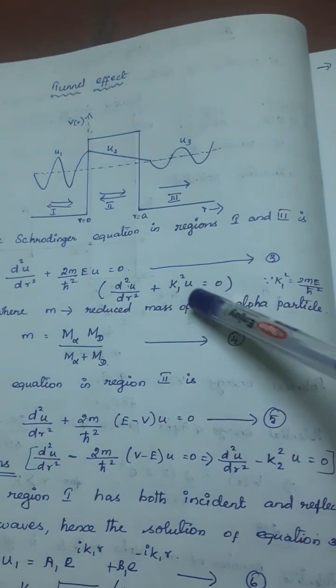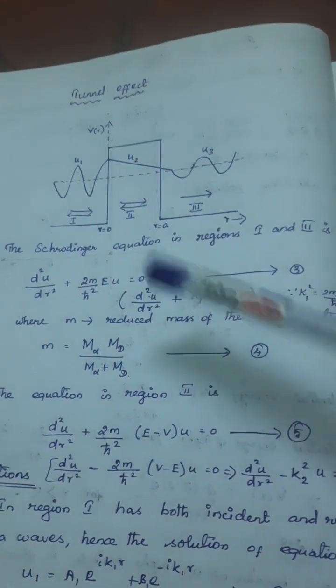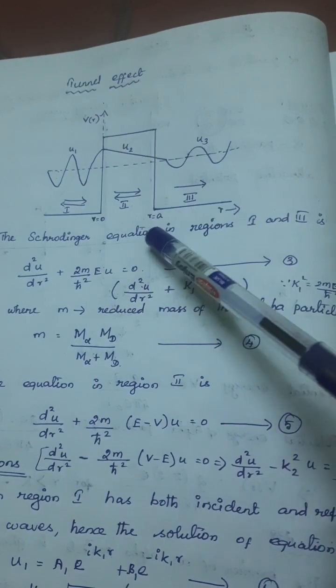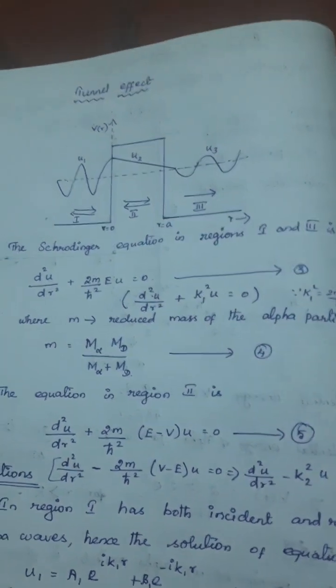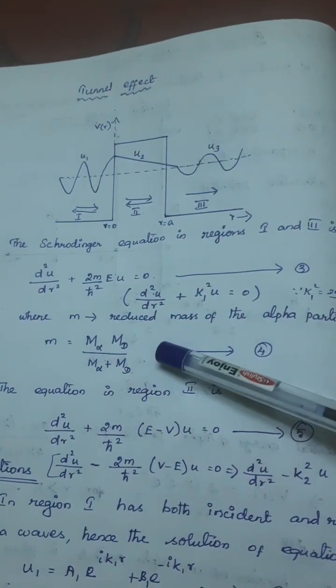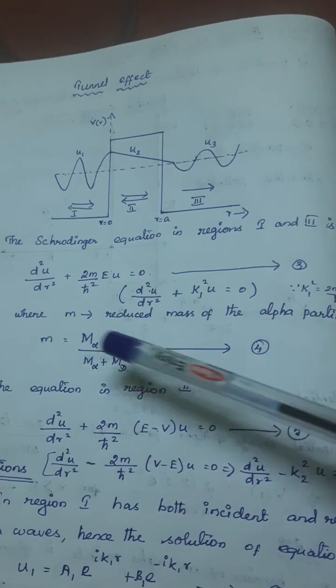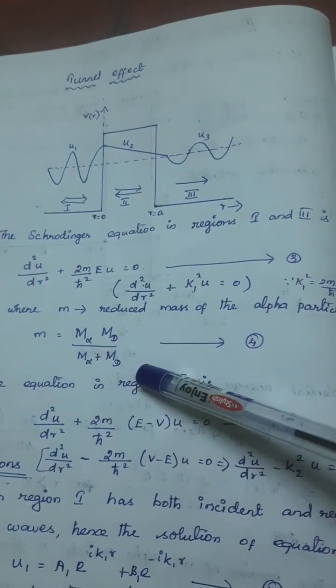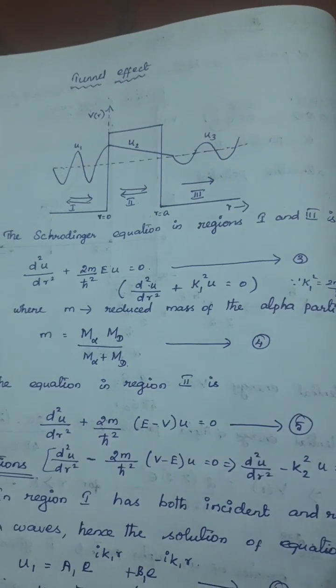So automatically it is k1 squared u is equal to 0. Here the m represented in this equation is the reduced mass, because in our case both the alpha particle as well as the daughter nuclei are produced. So m is equal to m alpha md divided by m alpha plus md. So it is our equation number.